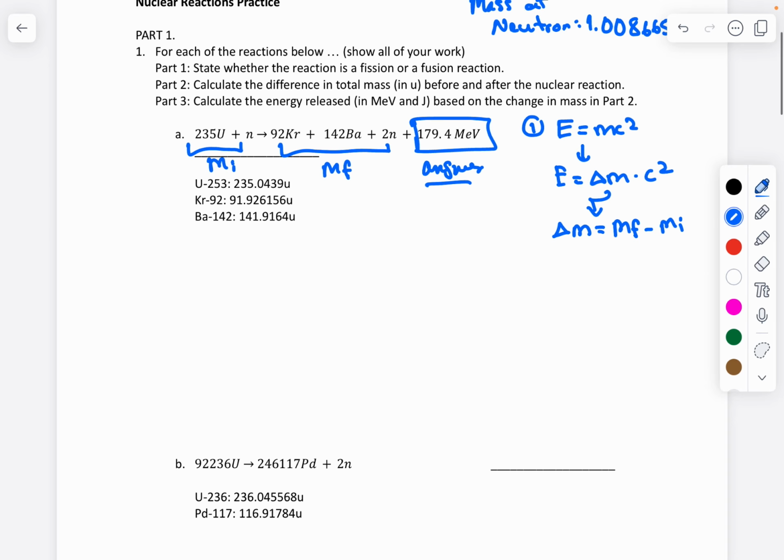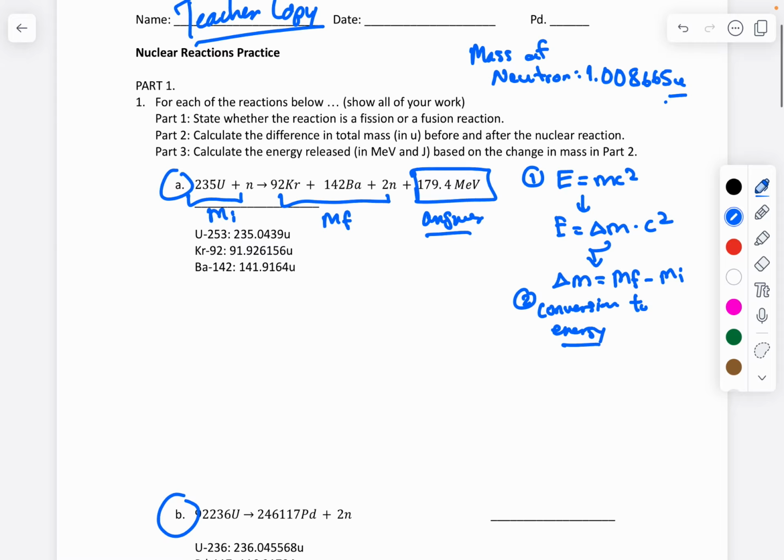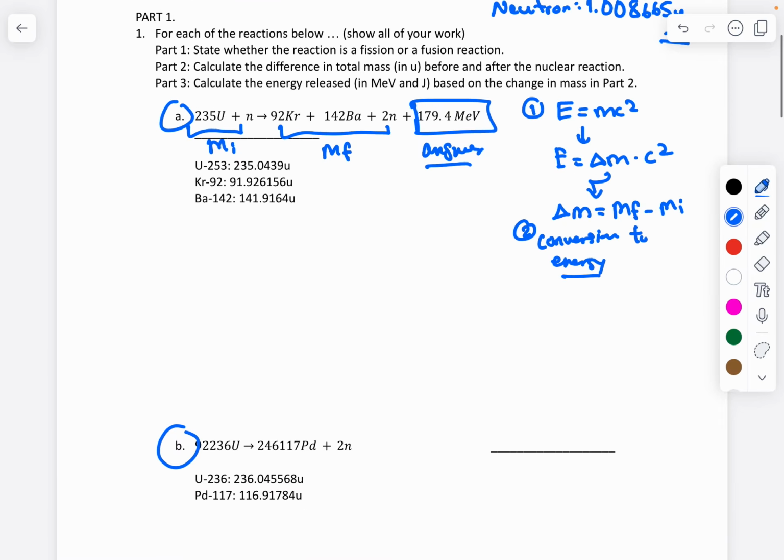So for problem A and problem B, they're basically the same problem, and you're using the same method. Once we do this, then two, we can do conversion to energy. We're going to find the unit in AMU, atomic mass unit U, and then we convert that to MeV or joules, or sorry, kilograms. Okay, so let's get started.